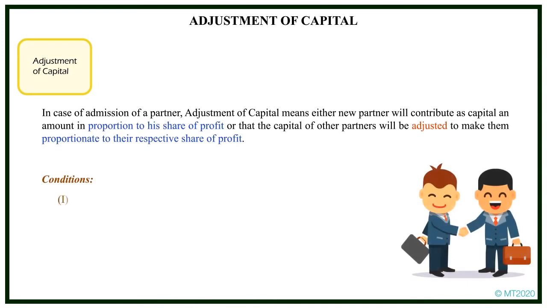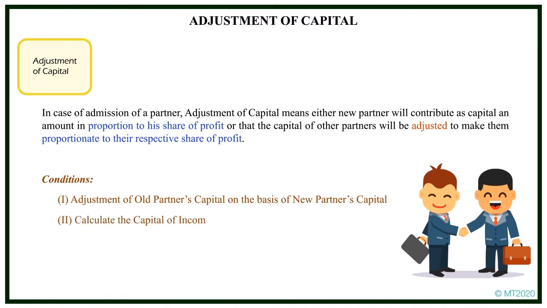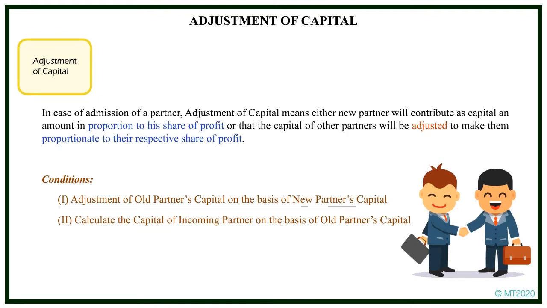Condition number 1, adjustment of old partners' capital on the basis of new partner's capital. Condition number 2, calculate the capital of incoming partner on the basis of old partners' capital. Point to be noted, incoming partner is also known as new partner. Today I will discuss case 1 of adjustment of capital, that is how to adjust old partners' capital on the basis of new partner capital.